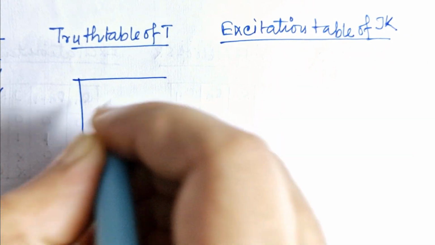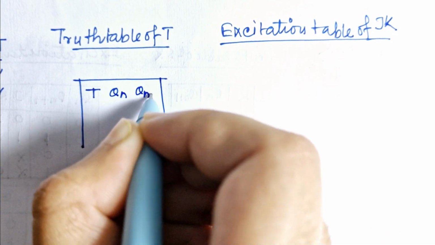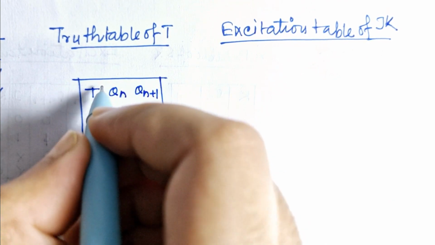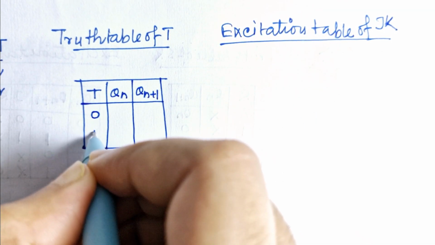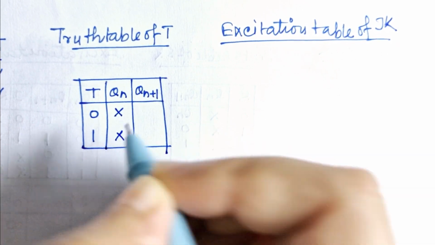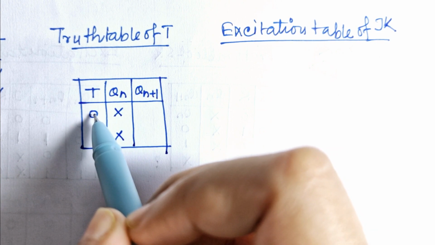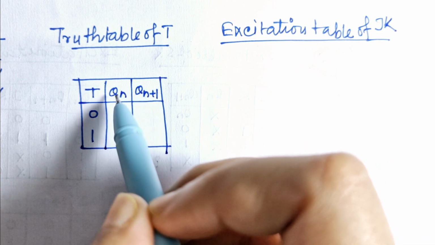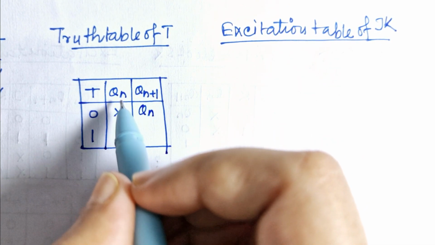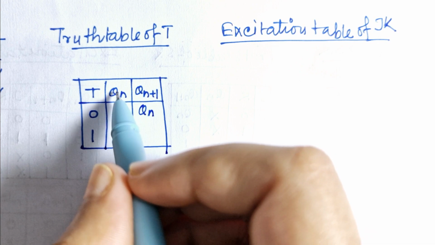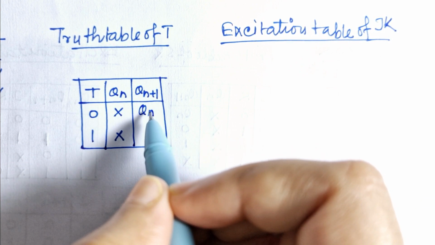Truth table of T. T, Qn plus 1. So T is 0 and 1. Qn is don't care. If T is 0, Qn plus 1 will be the same as Qn, because when T is 0, Qn is not changed. If it's 0, then it will be 0. If it's 1, this will be 1.